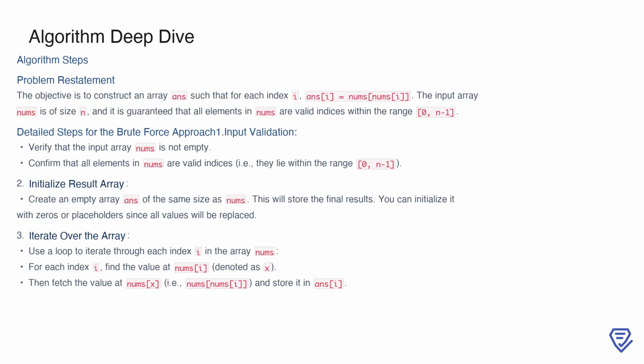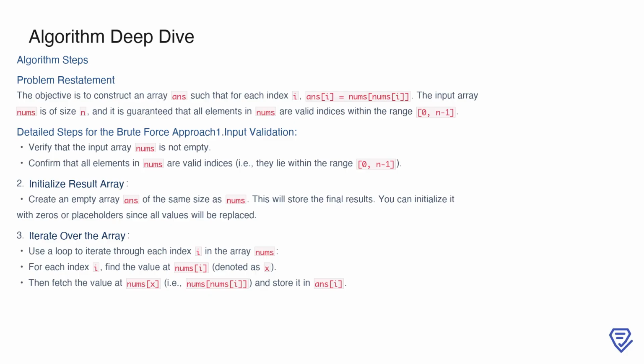To solve this problem, the goal is to construct an array called ans such that each element at index i in the array is determined by the value at nums[i]. The input array nums has a size of n, and we are given that all its elements are valid indices within the range of 0 to n-1. To begin, we ensure that the input is valid. This involves checking that the array is not empty and confirming that all elements in nums fall within the specified range of indices. Next, we initialize an empty result array ans with the same size as nums. This will store our final values. Since we will overwrite all initial values, placeholders like zeros can be used during initialization.